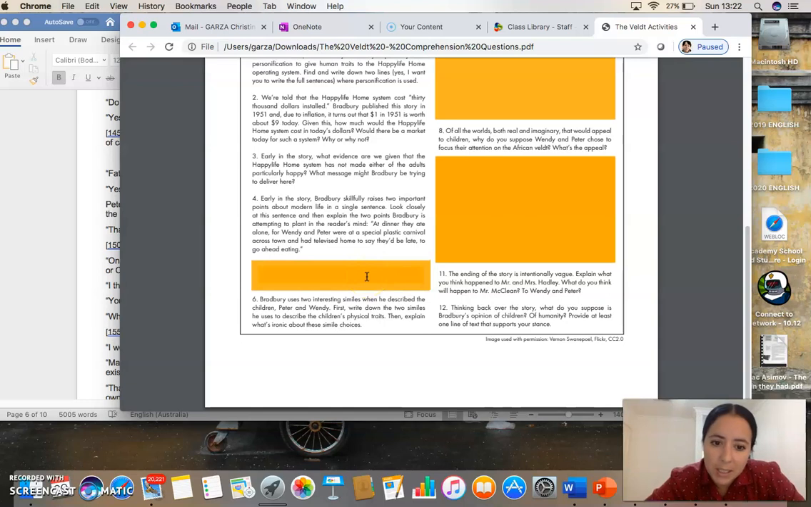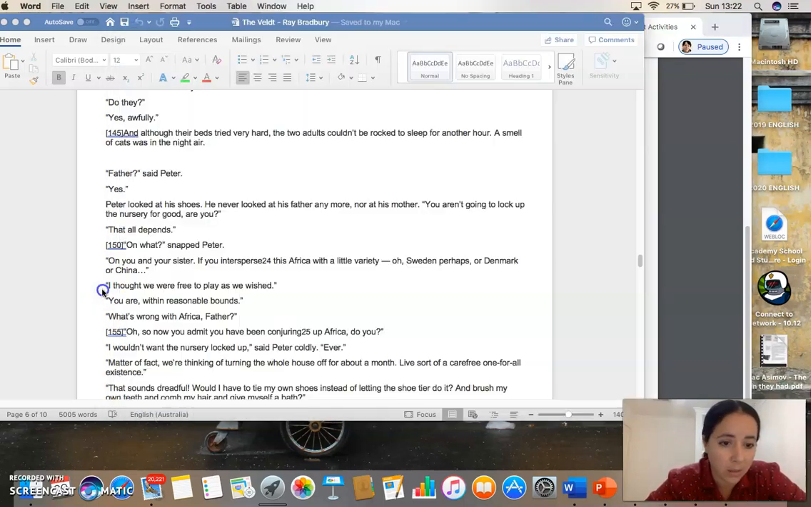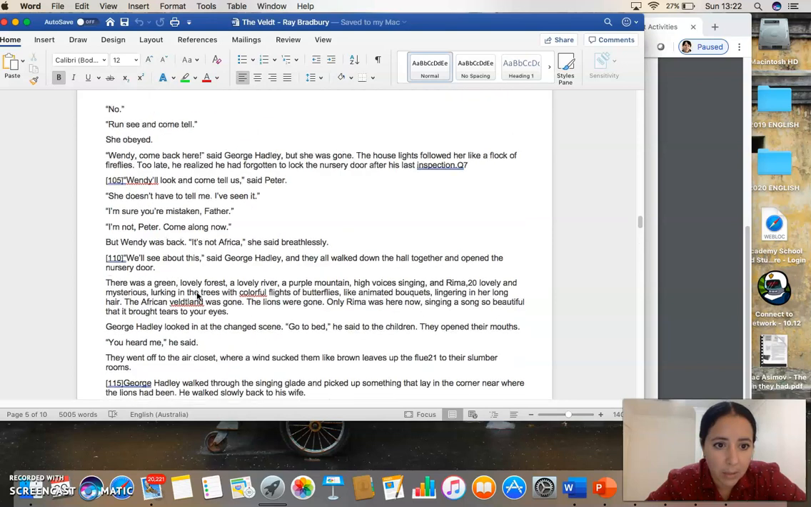Okay, question 6. Bradbury uses 2 interesting similes when he describes the children, Peter and Wendy. First, I want you to write down the similes he uses to describe the children's physical traits, then explain what is ironic about these choices. Okay, so according to your hints, if you look at paragraph 90, there are some examples in there of the similes that he uses. Let's go to paragraph 90.